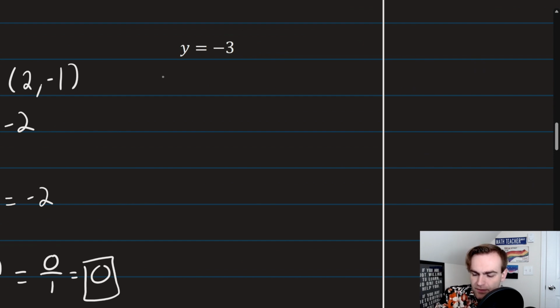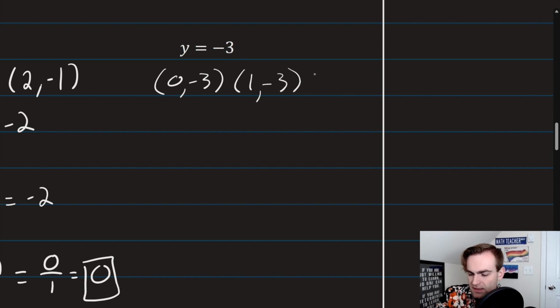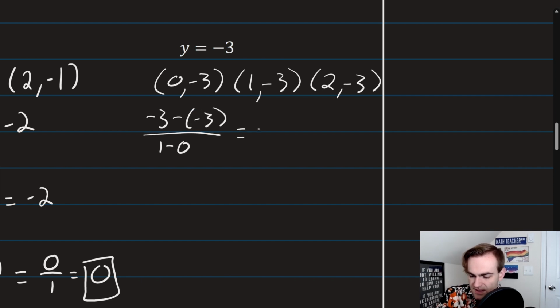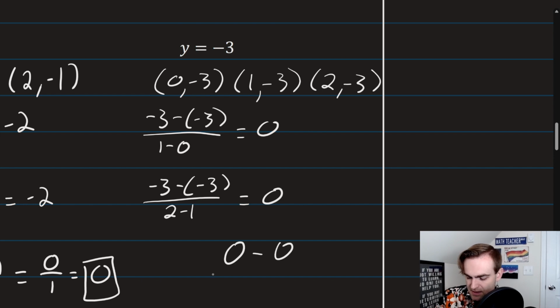Now this one, we found the average rate of change to be 0, but we can do that again. We can do (0, negative 3), (1, negative 3), and our next point would then have to be (2, negative 3). So negative 3 take away negative 3 over 1 minus 0 gives us 0. Negative 3 take away negative 3 over 2 minus 1 would also give us 0. 0 minus 0 over 1 is 0.